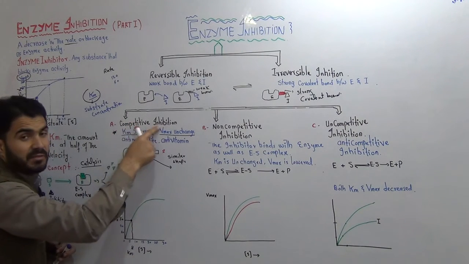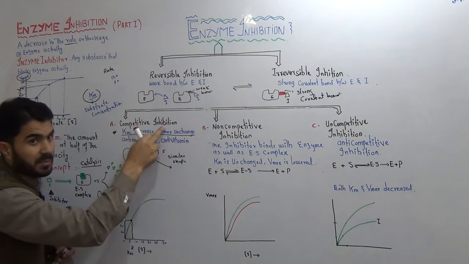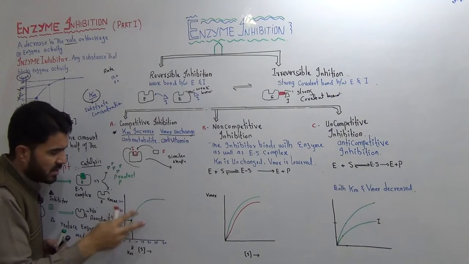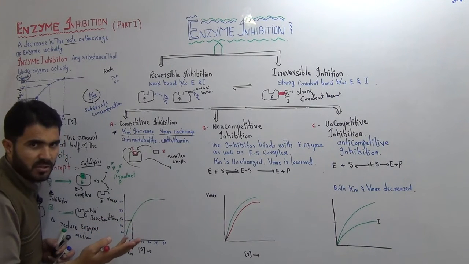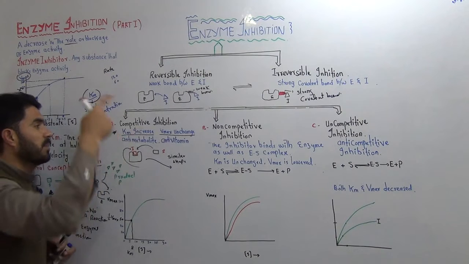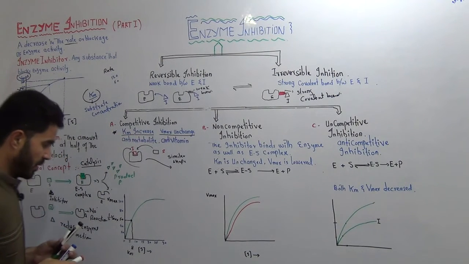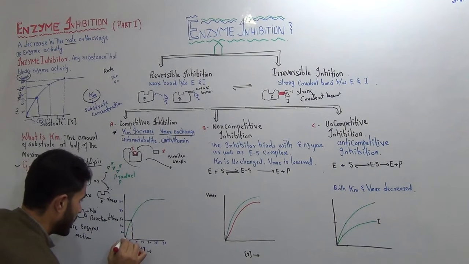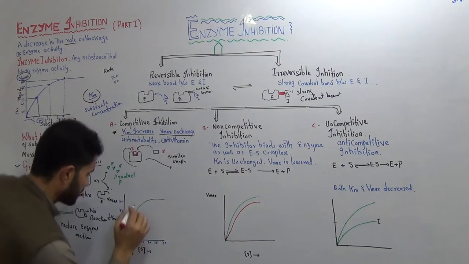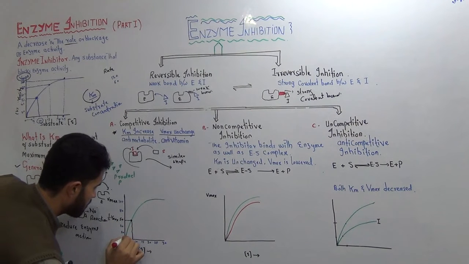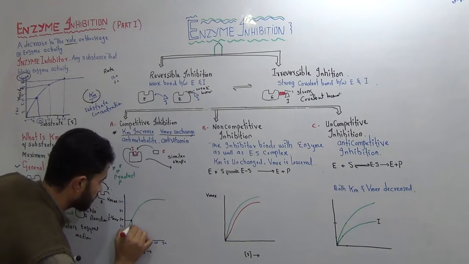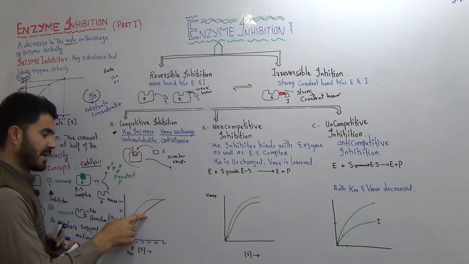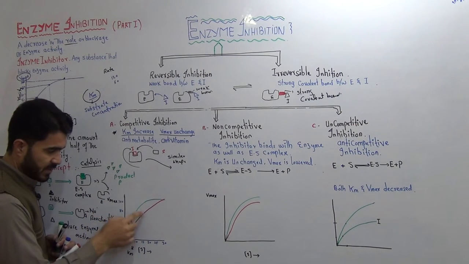When competitive inhibition takes place, this graph is not for competitive inhibition. This graph is just for a normal enzyme reaction. There is no competition. When competitive inhibition takes place, then what will happen? We will get another graph like this. This will be like this. This graph can tell us more ideas. What is meant by this graph, by this line?